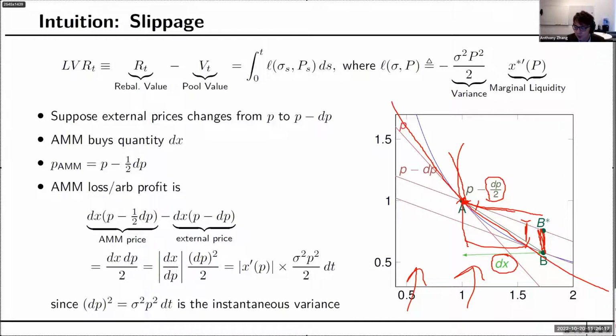The loss is coming from the fact that you're always trading at these bad prices. The more you trade and the more prices move around, the more losses you're making. So that's an intuitive derivation of our formula. At any given point, how much you're losing depends on price volatility, and it depends on how aggressively you are trading, which we write as X prime of P. How much are you changing your Ethereum position as prices move a bit?